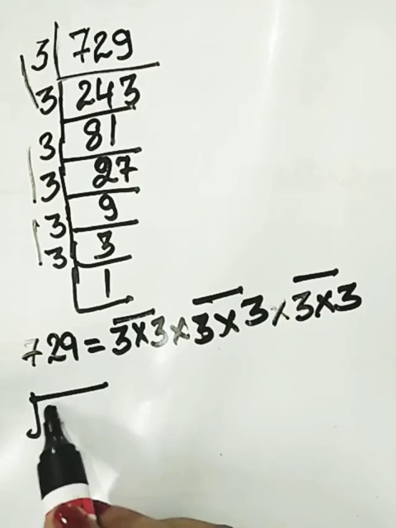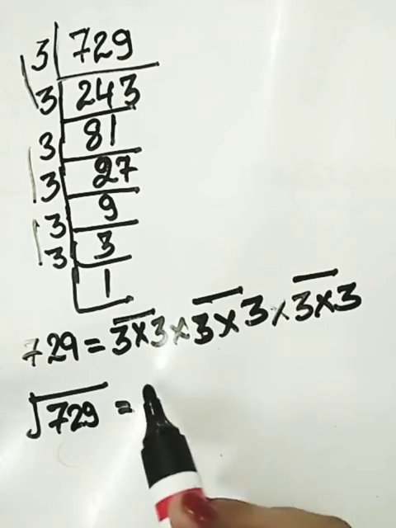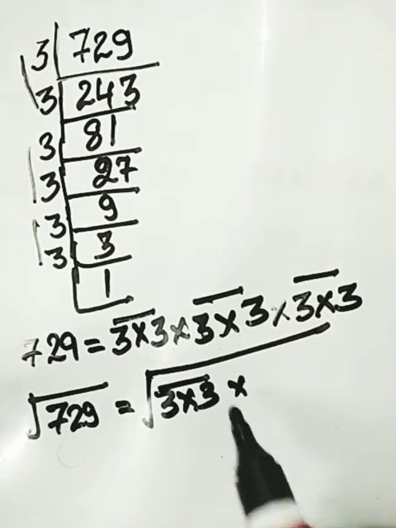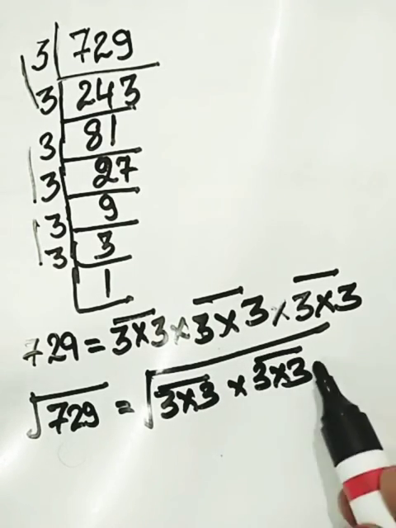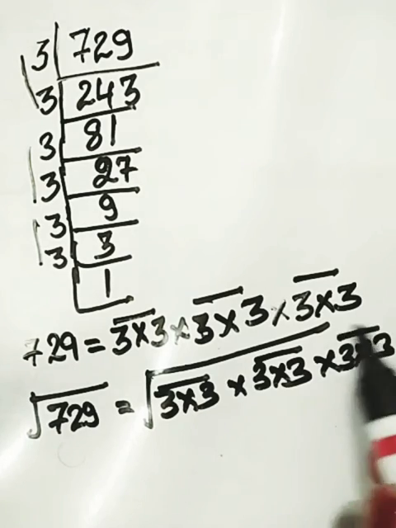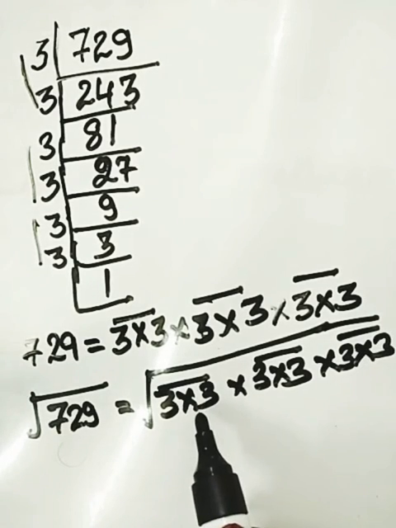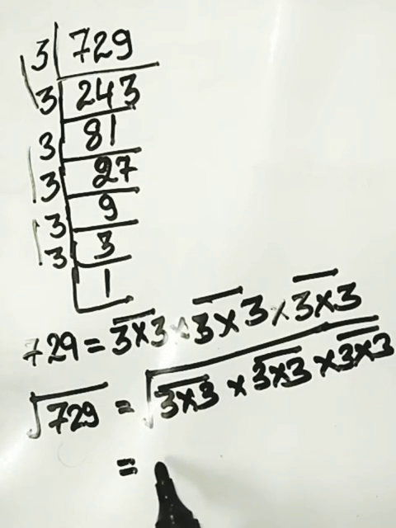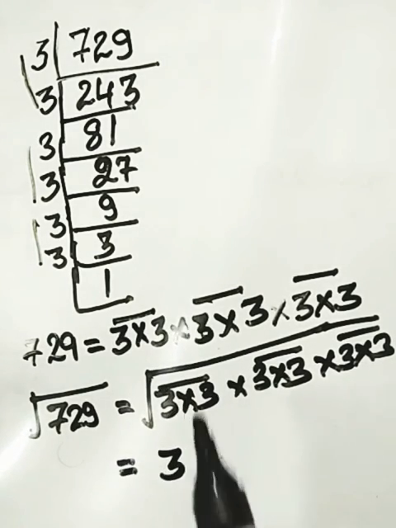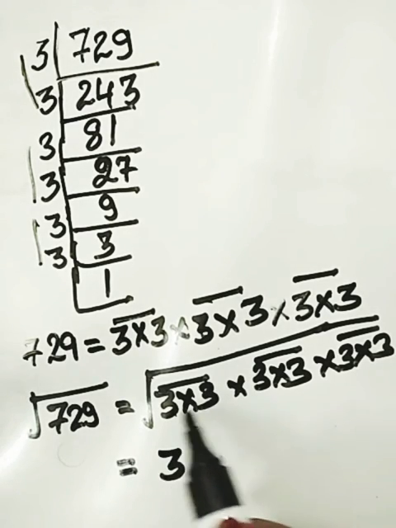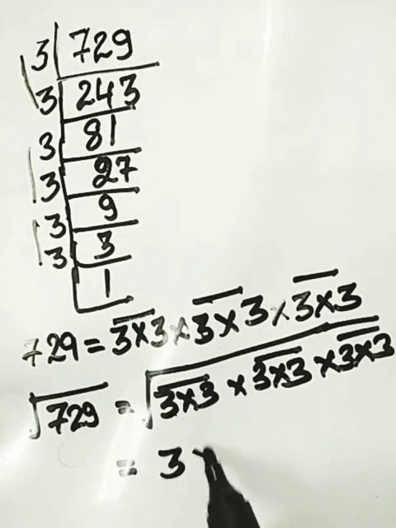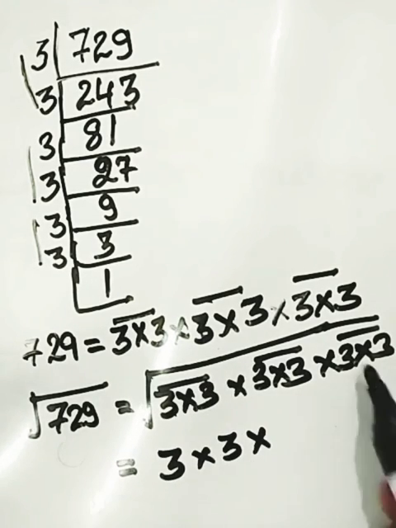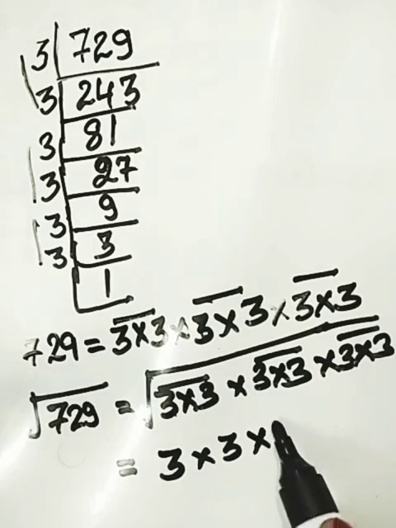Now making a square root of 729. This is the square root of this number: 3 into 3, 3 into 3 and 3 into 3. Now since it is a square root, I am just going to take the two sets of number outside this radical as 3 one time. This is 2 times 3, I'll take out 1 time 3. This is again 2 times 3, I'll take 1 time 3. This is next 2 times 3, I'll take 1 time.